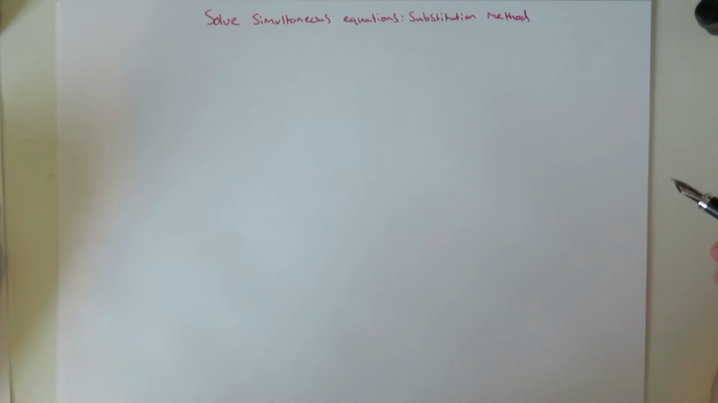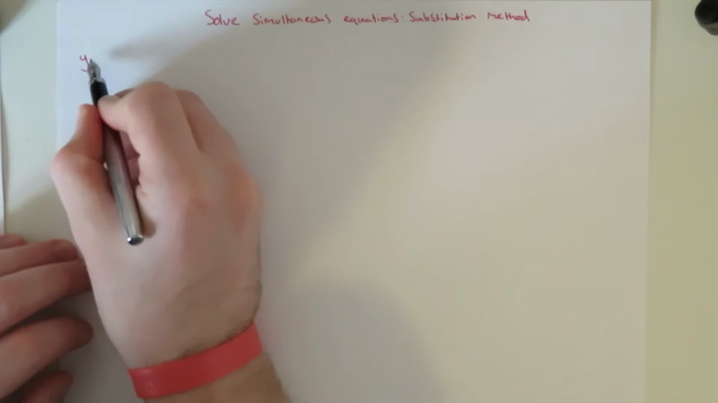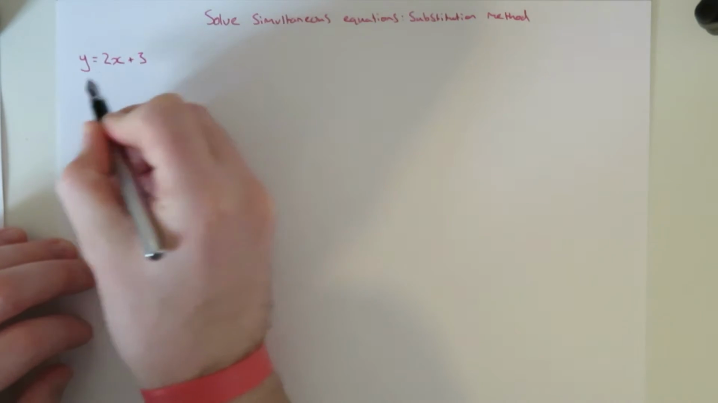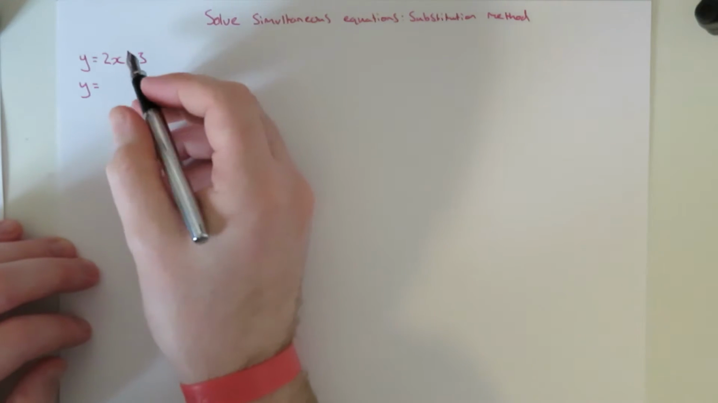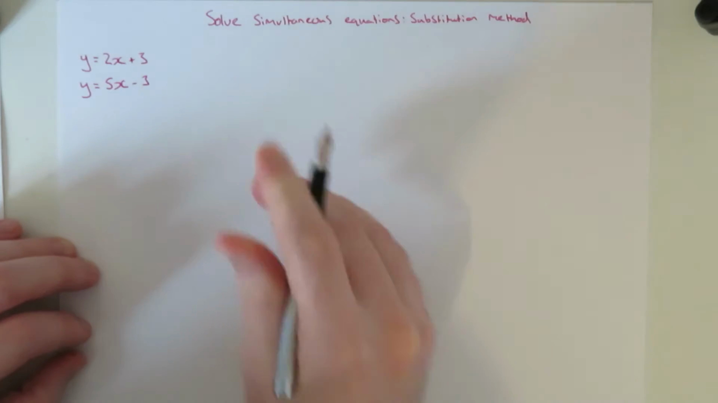I'm Lee. In the previous two videos we've looked at solving simultaneous equations, and the way that we've been solving them is effectively using the substitution method. So I'll just give one very quick example. This is very similar to the kind of question that we've looked at in the previous two videos. So y is equal to 2x plus 3 and y is equal to 5x minus 3.